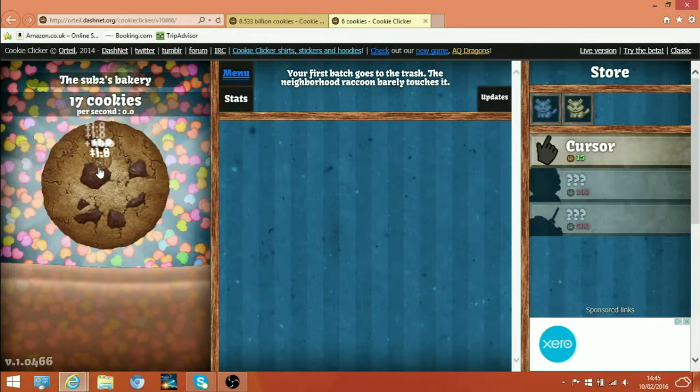My cookies are popular in the neighbourhood. Boom. Got a Grandma. So old, but she'll do the job. She'll make one per second. That's actually really fast. Click! I'm clicking so hard.